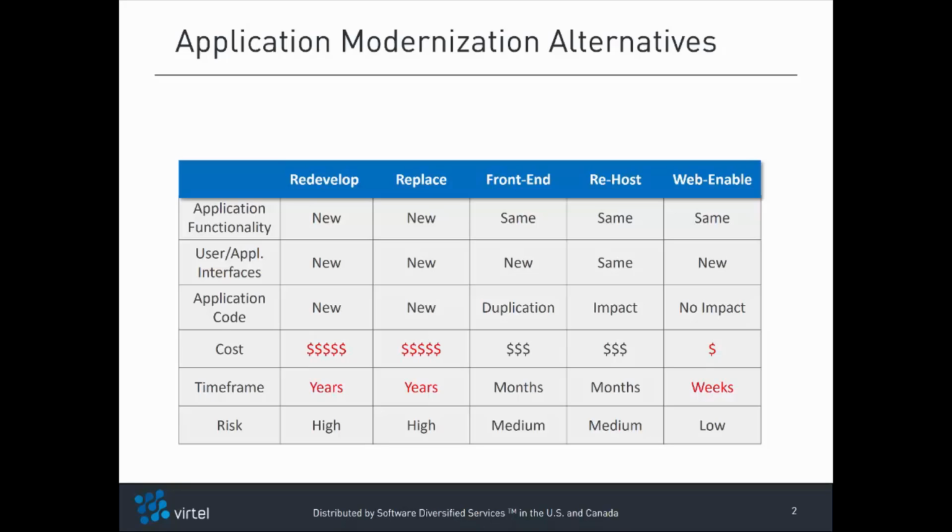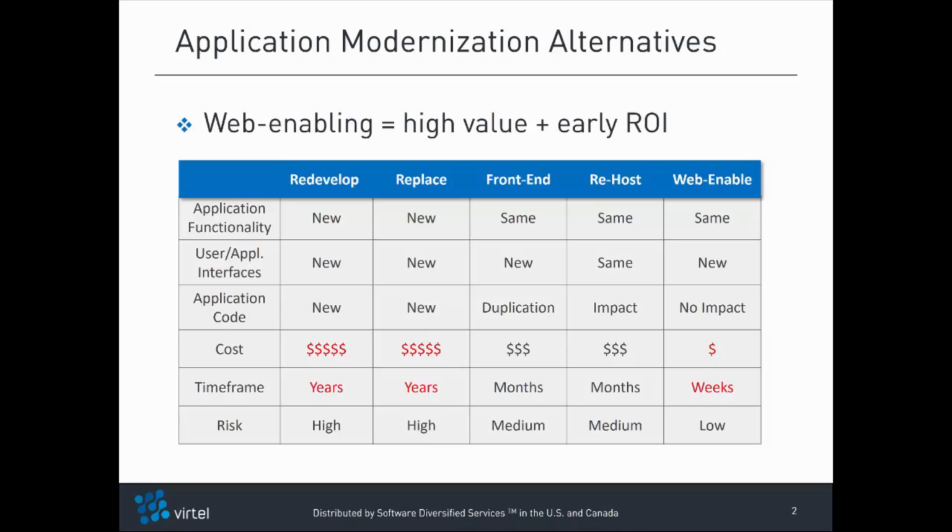On one end of the application modernization spectrum are redeveloping and replacing. They both result in new application functionalities, new user and application interfaces, and new application code, which makes them the high-risk, high-duration, and high-cost alternative. On the opposite end of the spectrum is web enabling. It results in new web user and application interfaces, but it retains the application's functionalities, and it doesn't impact the application code, which makes it the low-cost, low-duration, and low-risk alternative.